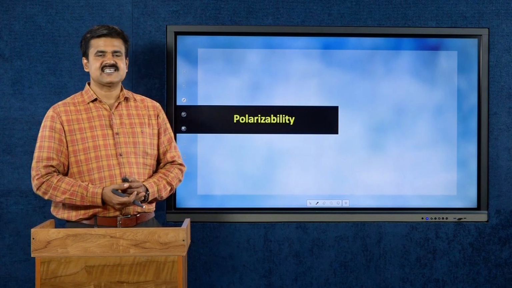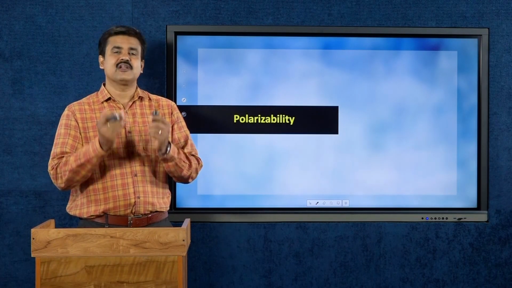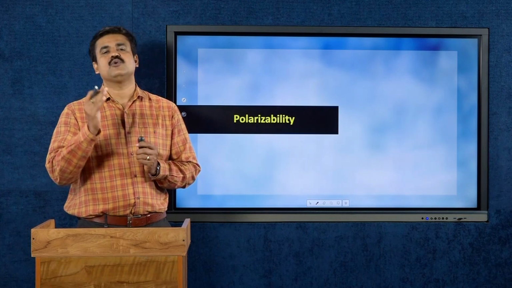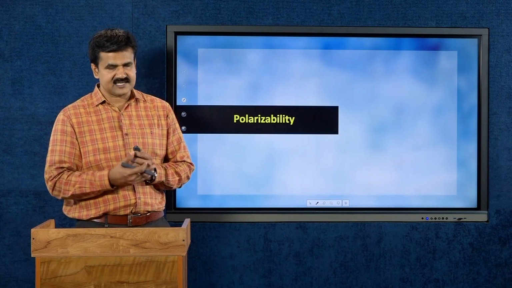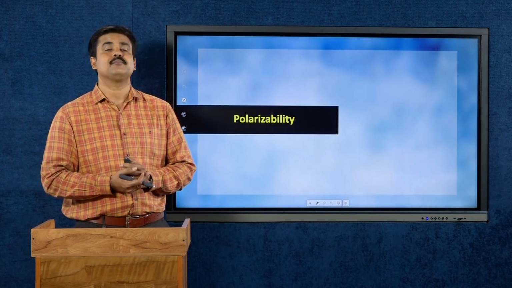Now, we are discussing another important term, that is nothing but polarizability. What is meant by the term polarizability? Polarizability is the ability of a negative ion to undergo polarization. We can enter into more details of the concept polarizability.